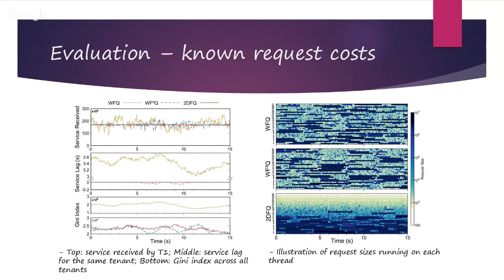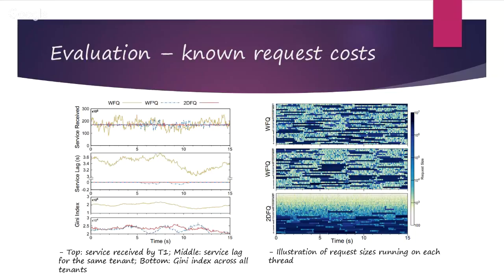Next section is the evaluation. In this section, the authors evaluated the following goals: that two-dimensional fair queueing provides smooth service to all tenants when request costs are known, despite the presence of expensive requests, and that two-dimensional fair queueing provides smooth service to predictable tenants when request costs are unknown, despite the presence of unpredictable requests. To complete the evaluation, the authors did many experiments.